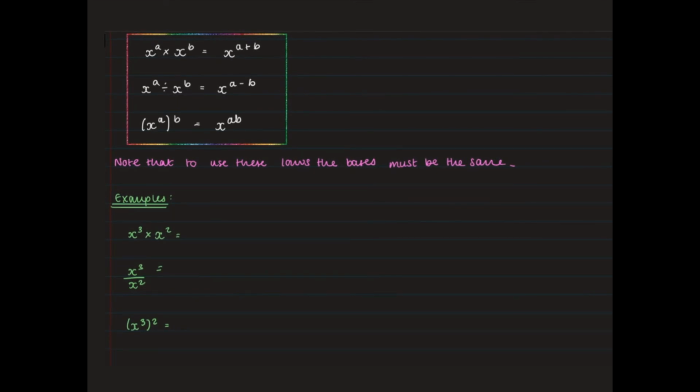So if I've got x to the power of 3 times x to the power of 2, then I need to add my two indices, just like my first law. So I get x to the power of 3 plus 2, which is x to the 5. My second example, I've got x cubed over x squared, so I can take away 2 from 3, so I have x to the 1, which is x. Finally, I've got x cubed all to the power of 2, so I'm going to multiply my indices and end up with x to the 6.